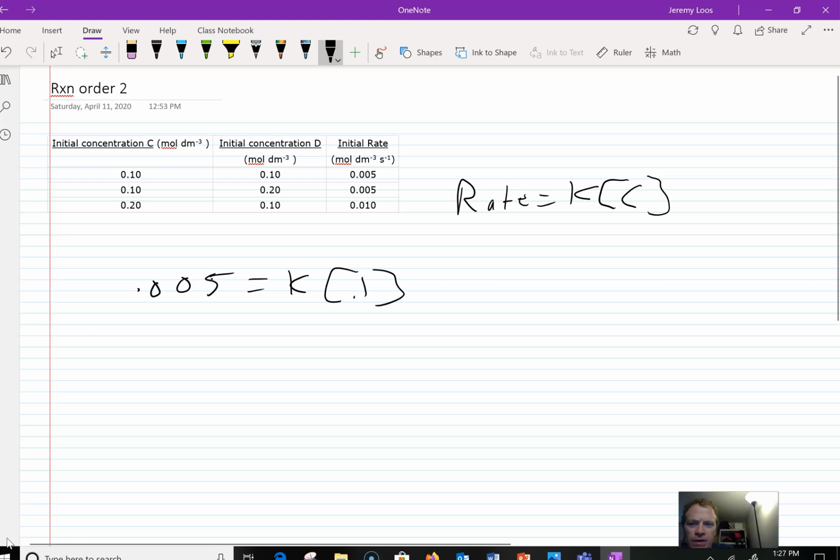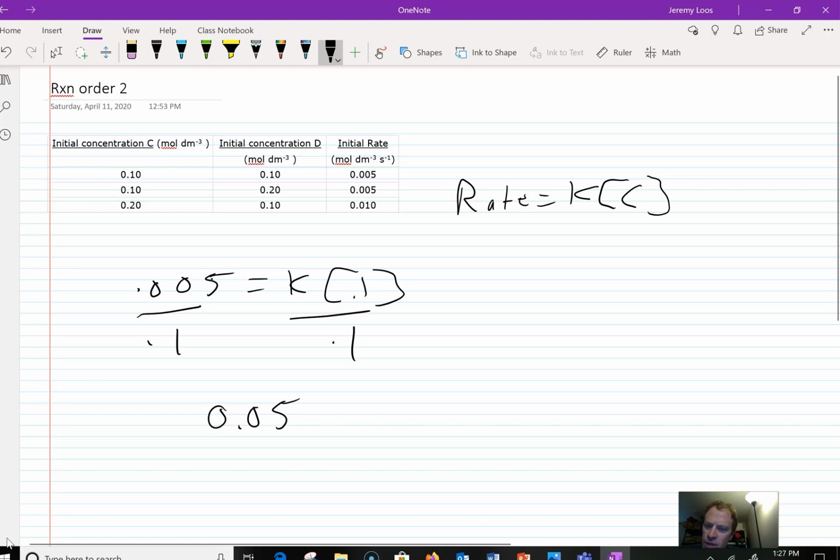I'm picking the information from trial 1 here. I'm plugging in the rate. I'm plugging in C's concentration. Solve this by dividing both sides by 0.1. By the way, this type of math is totally something they would expect you to be able to do on paper 1 without a calculator. Dividing by 0.1 is the same as multiplying by 10, so that would be 0.05 for K.